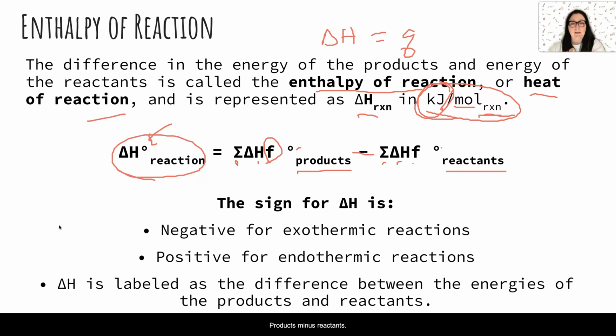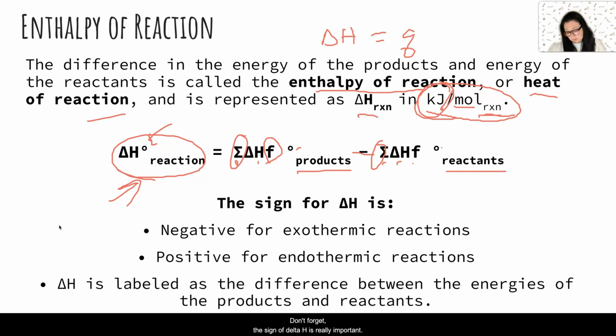Products minus reactants. If you have more than one product, you have to sum them up. If you have more than one reactant, you have to sum them up. So you have all your products together, all your reactants together, they're summed up, subtract them, and you'll get the delta H for the reaction, and that's it. And you'll write your answer in kilojoules per mole. Per mole. Okay, don't forget.